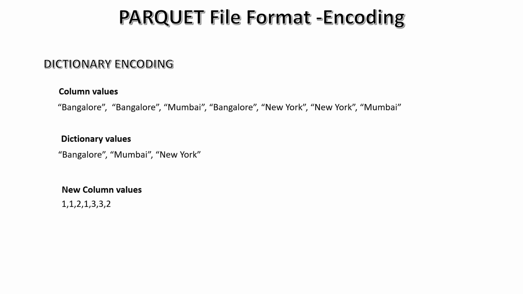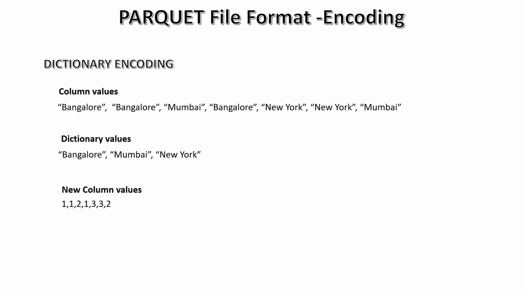If you are representing it in a dictionary, then it will have only three values: Bangalore, Mumbai, and New York. In the column values, we'll show the index. That means instead of the column value Bangalore, we'll store the index of Bangalore in the dictionary. That means here it is 1. Then the next value is also 1. Then the next value is Mumbai. So the index is 2, 1, 3, 3, 2. That way we can see that the size of the data is reduced here. Strings are not repeated here, but the pointers are added to the column values.